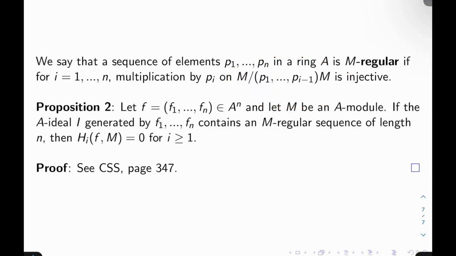Okay, so Proposition 2: take F to be F_1 through F_n in A^n as usual, and let M be an A module. If the A ideal I generated by F_1 through F_n contains an M regular sequence of length n, like a rank here, then H sub i of F on M is 0 as long as i is greater than or equal to 1. So in other words, we have no higher homology at all. We have trivial higher homology. Again, this is pretty straightforward. You can see CSS page 347 for the details there.